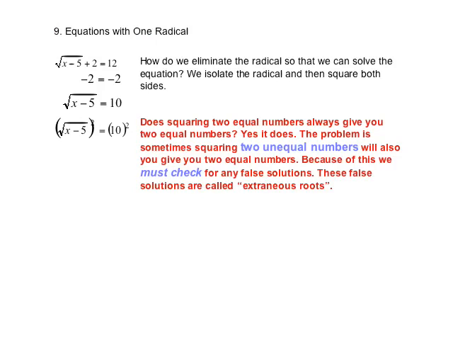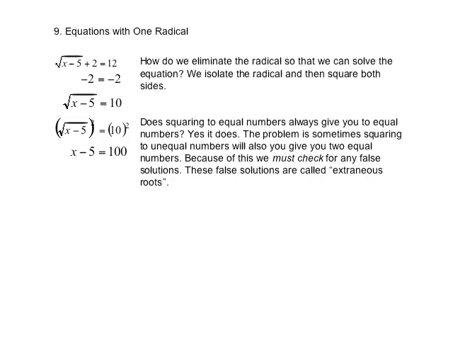So now let's continue. Squaring the square root of x minus 5 just gives you x minus 5, and 10 times 10 is 100. Adding 5 to both sides, we get x equals 105. Now we must check 105.